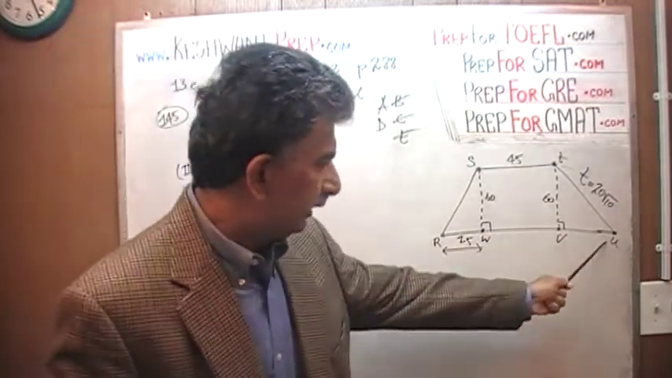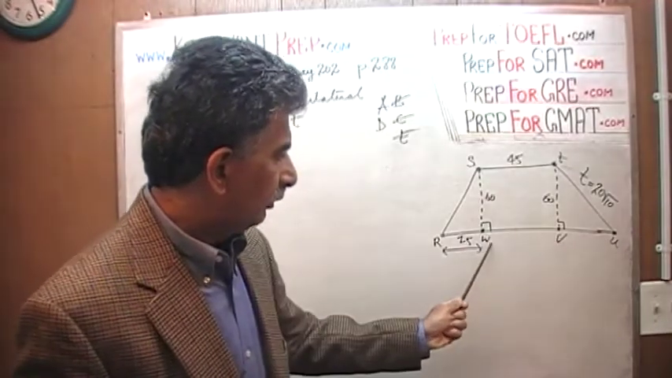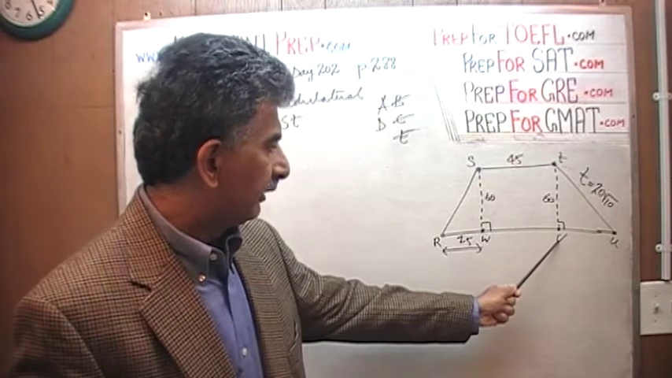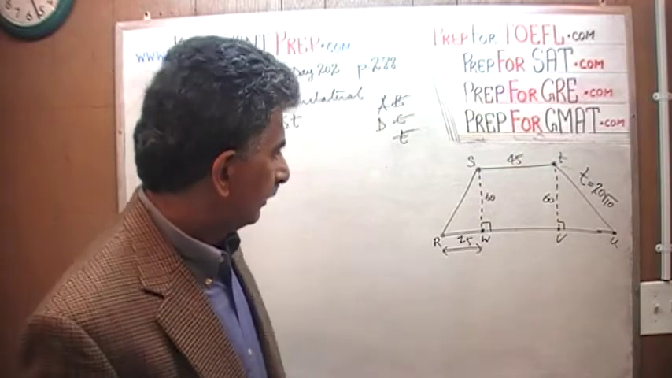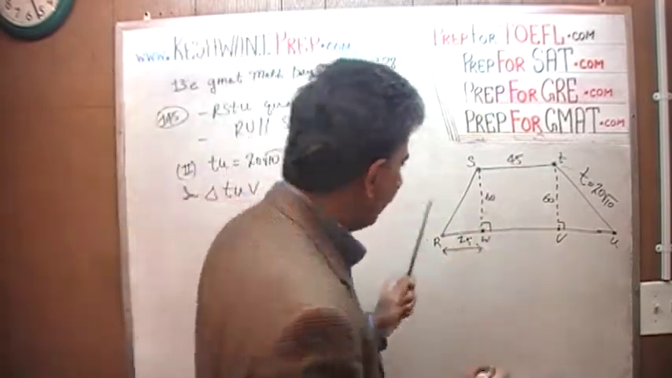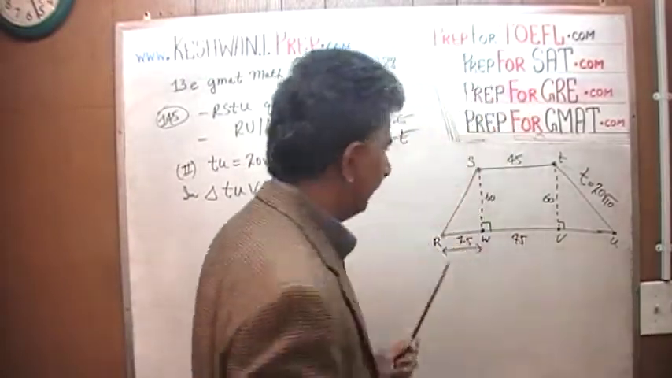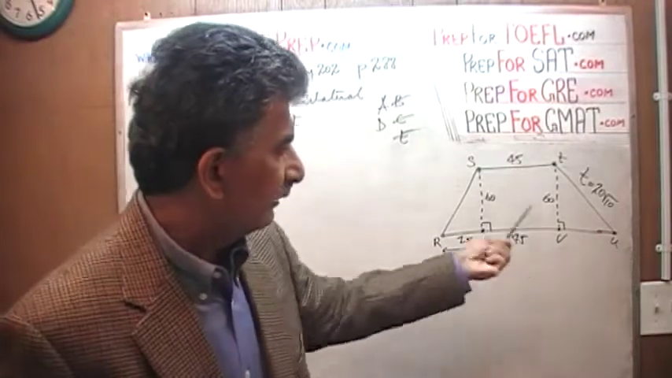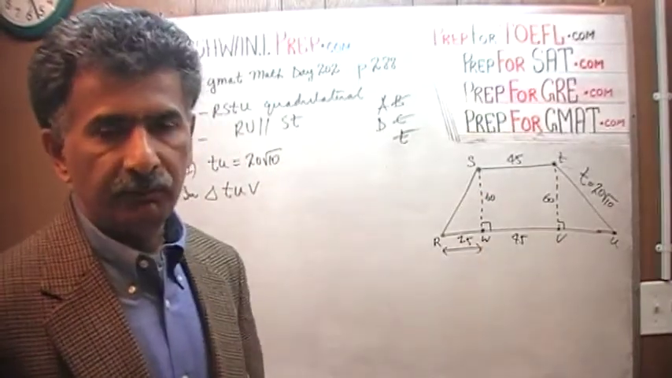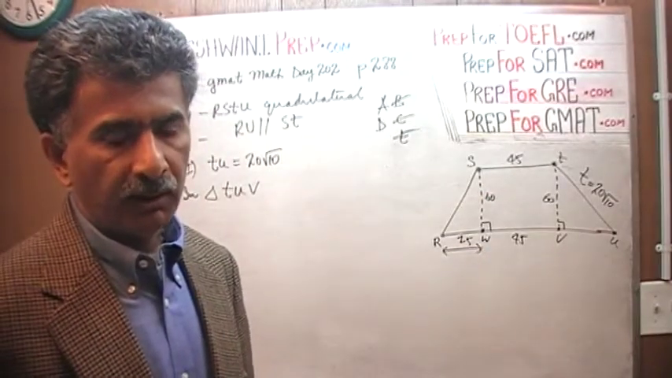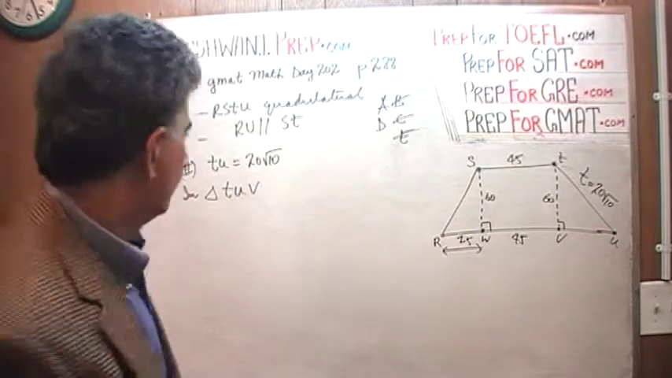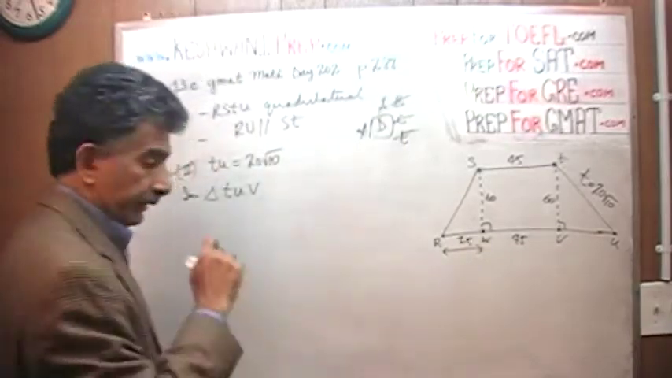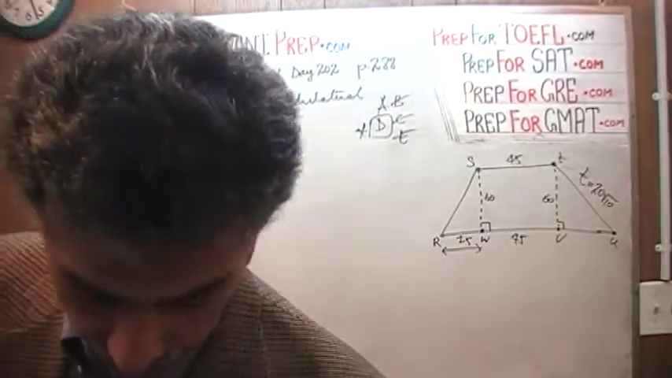Once we have U to V, we can figure out what W to V must be, because that's just 45. That's it, we're done. This is 45, this is 15. Once we figure out that side, we'll know enough information to figure out the area of all of those three parts, and second statement is also enough. The answer is D.